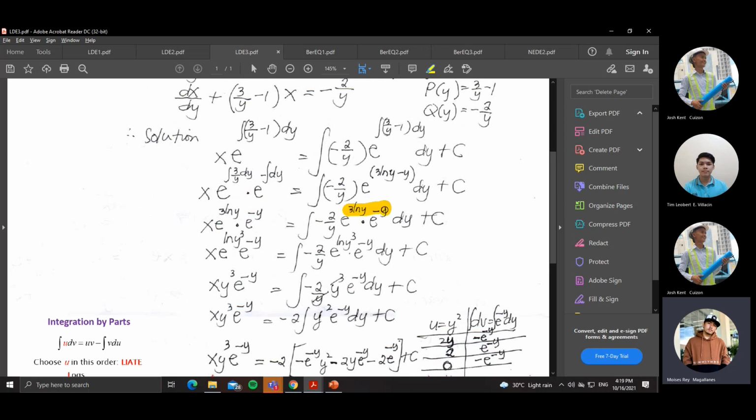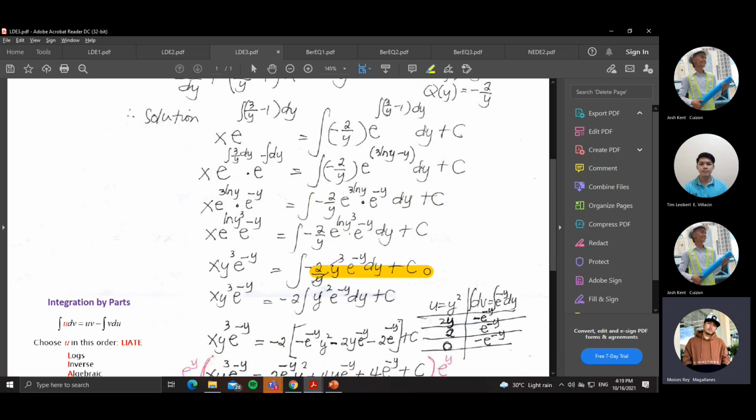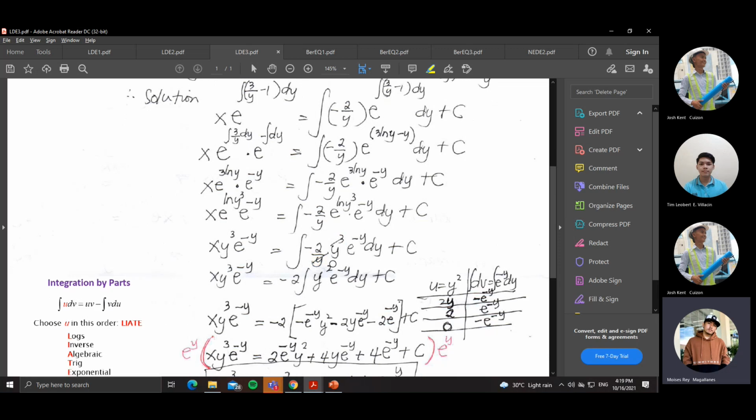Here, the ln of e cancels. Then we copy the rest. Our answer is negative 2 over y times y cubed e raised to the power of y dy plus c. And we can cancel out the y denominator, and this becomes 2. We take out the 2 since this is constant. So y squared e raised to the power of y dy plus c.